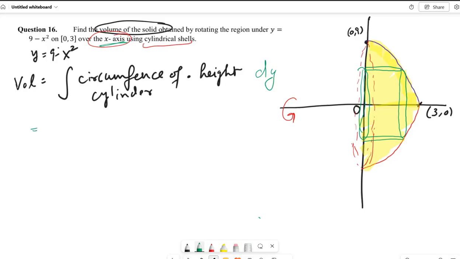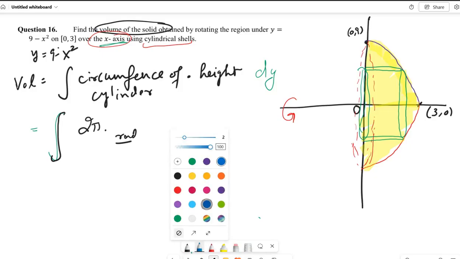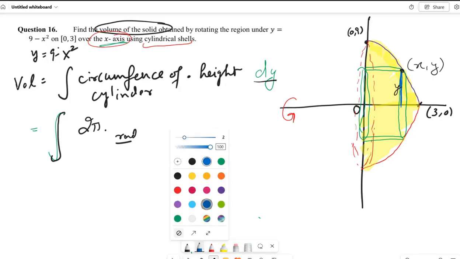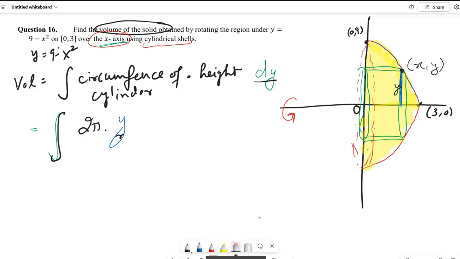So to find the circumference, I need 2 pi times the radius. So what is the radius of this cylinder? That is this part. If I have this point on the graph, then this height should be y. And because I'm integrating with respect to y, I'm just writing y for my radius. So the radius is y here. Times we need the height. The height of the cylinder is this portion. That is x.